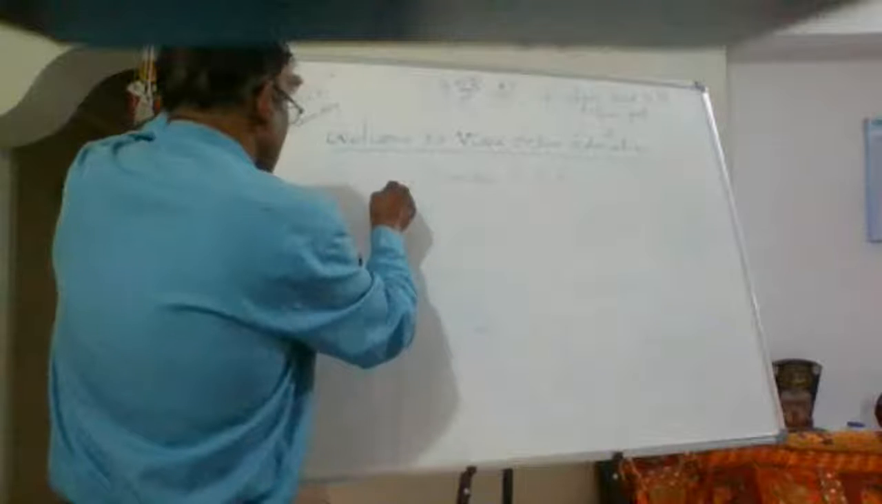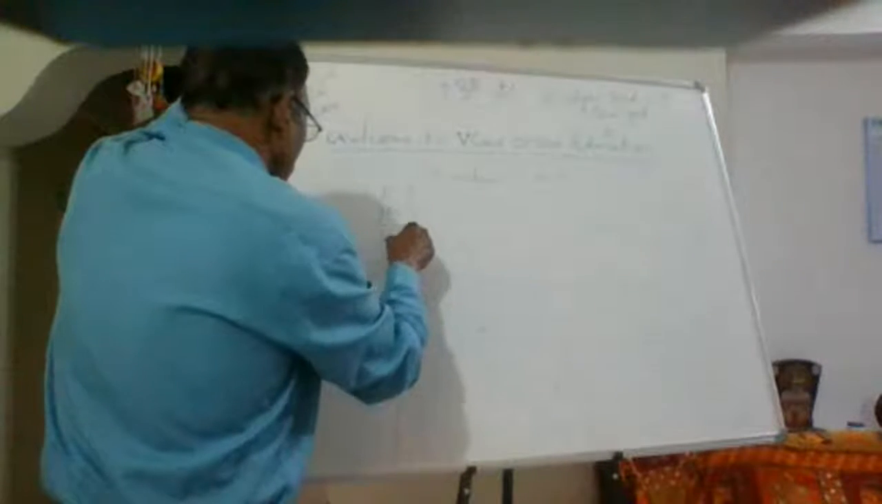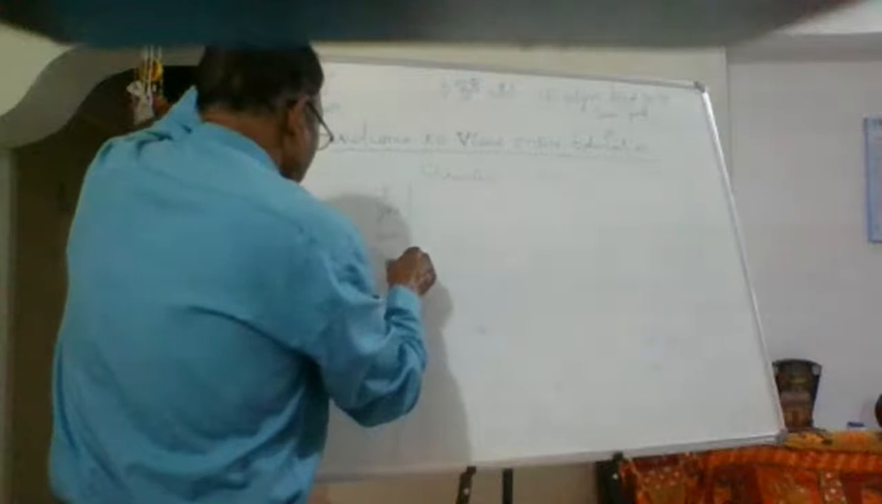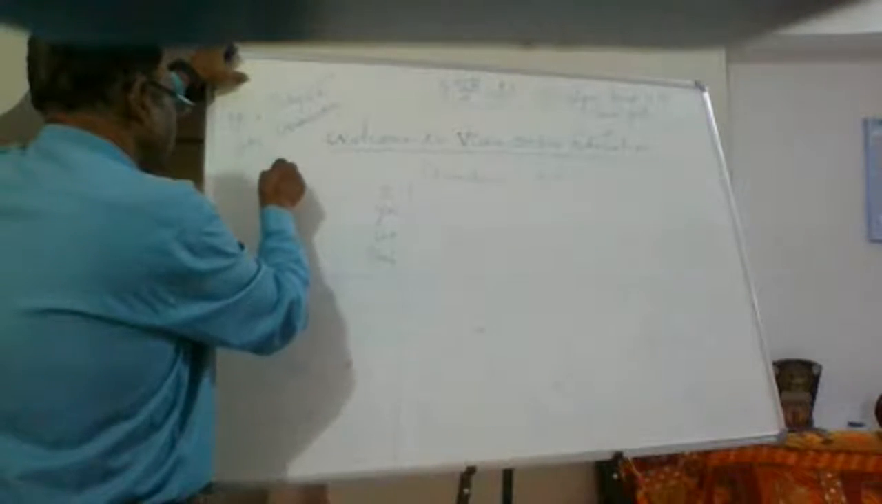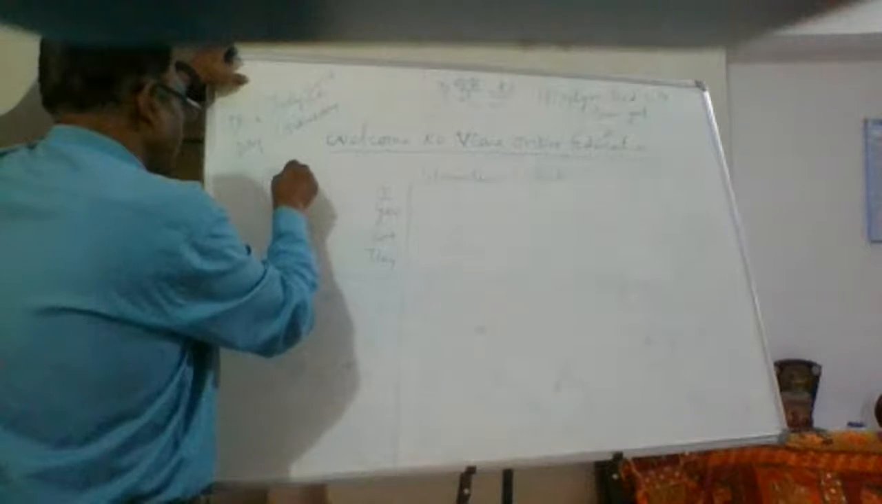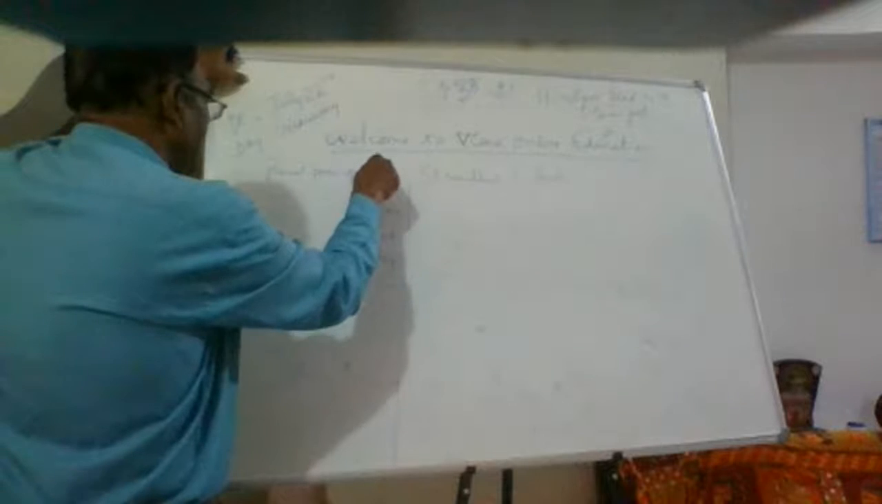The first is I, you, we, they. It's a group. These are called plural forms of noun.